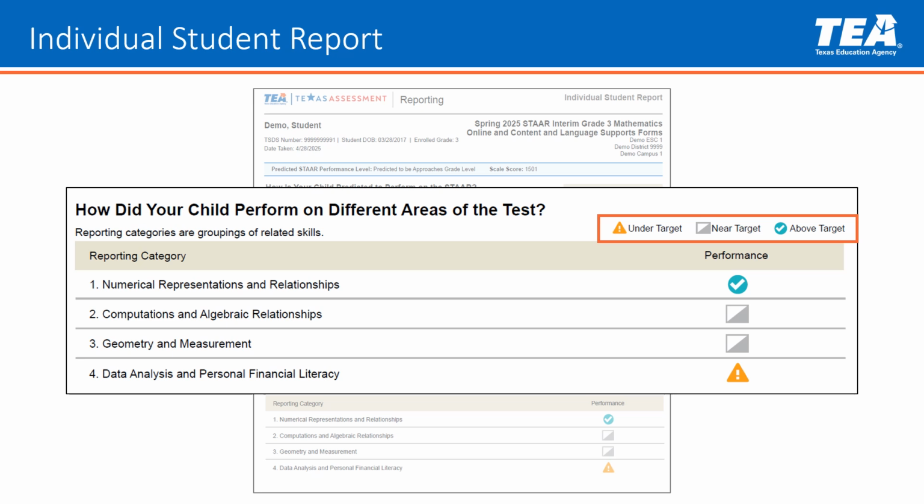In this example, above target in reporting category 1 means the student was proficient in their performance and is able to successfully answer questions within this reporting category. Under target, as seen here in reporting category 4, means that the student scored below the expected level of performance for these standards and is in need of additional support and instruction to reach proficiency for STAAR summative. Near target, as seen here in reporting category 2 and 3, means that due to the small number of questions, there is not enough information to determine if they are actually above or below target in this reporting category.